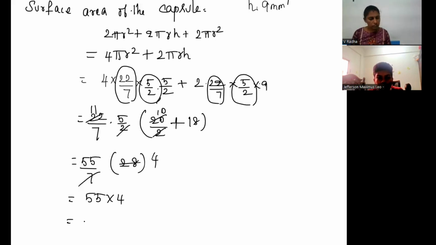Okay, ma'am. Quickly. So 4 pi is 22, remaining is 4 pi is 22 is already, is it 22? So millimeter square, yes, ma'am.